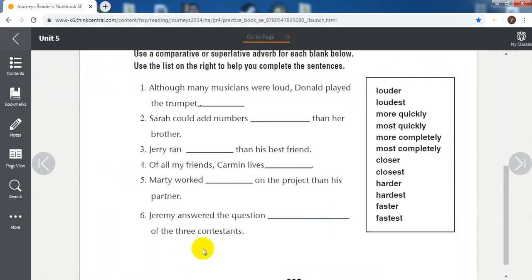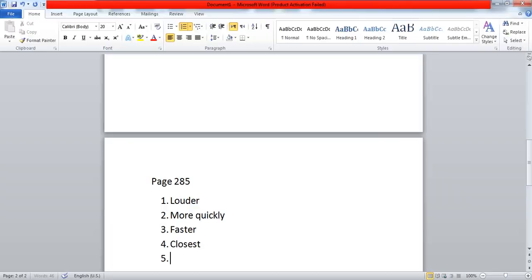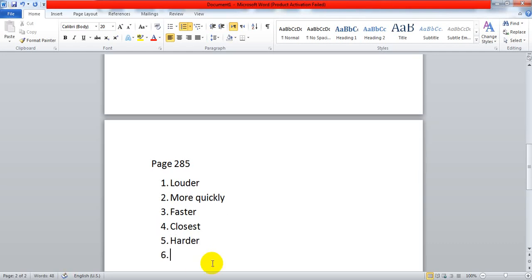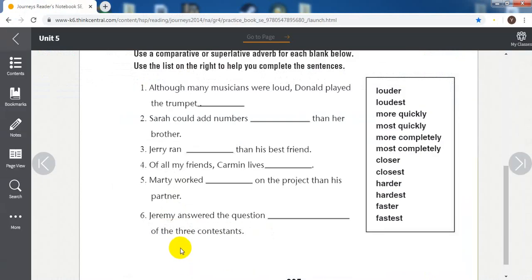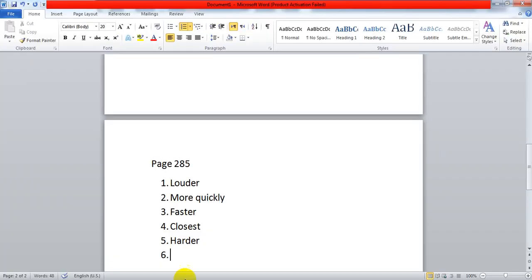Okay, number 5. Marty worked on the project than his partner. Worked what? Worked harder on his project. So we're going to say harder. Okay, last one, number 6. Jeremy answered the question of the 3 contestants. Answered what? Most completely of the 3 contestants. Yes, most completely.